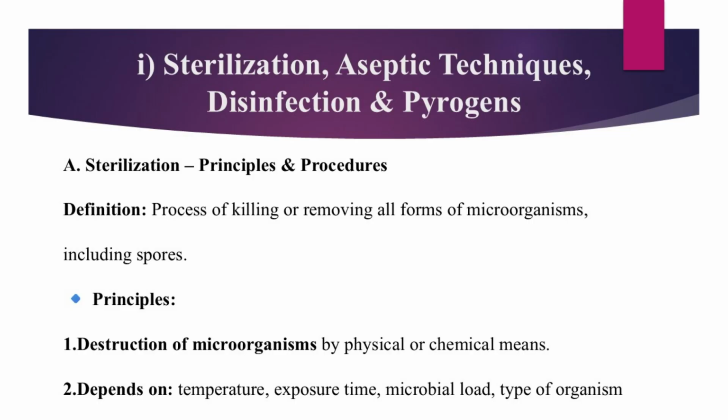Section I. Sterilization, aseptic techniques, disinfection, and pyrogens. A. Sterilization, principles and procedures. Definition: process of killing or removing all forms of microorganisms, including spores. Principles. Number 1. Destruction of microorganisms by physical or chemical means. Number 2. Depends on temperature, exposure time, microbial load, and type of organism.